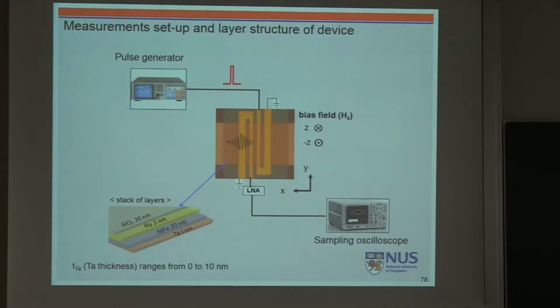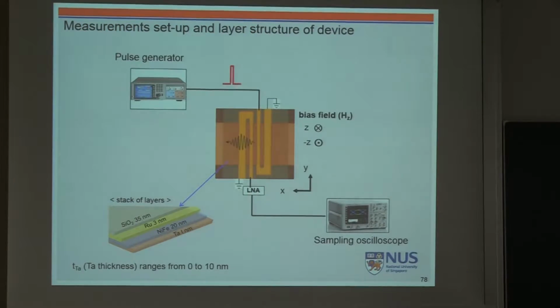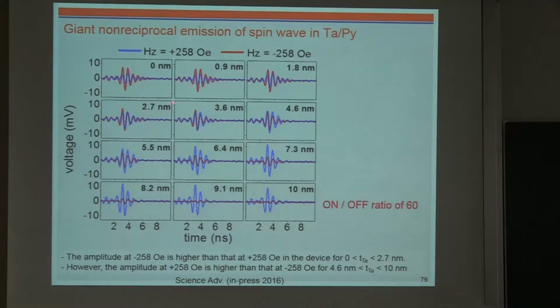So this is our device. We build a device with tantalum and permalloy, which is a very typical 3D ferromagnet in industry. Then we put antennas here. This is a coplanar antenna, and then we can excite one of the antennas with the pulse generator and measure in the other antenna using an oscilloscope. So depending on the thickness of the underlying tantalum layer, we see a big difference. This is a typical device.